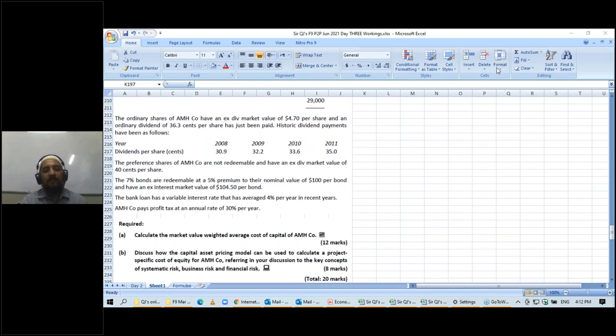Okay, participants, let's start. Let me show you first a few things. Let me point out some important areas from this question. Look, the question's requirement is to calculate the market value weighted average cost of capital. By this, they mean you have to calculate a WACC, weighted average cost of capital.